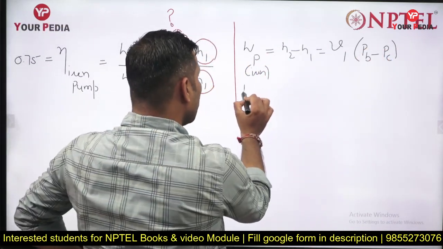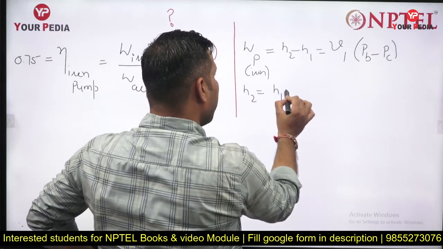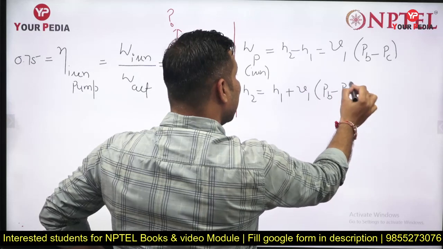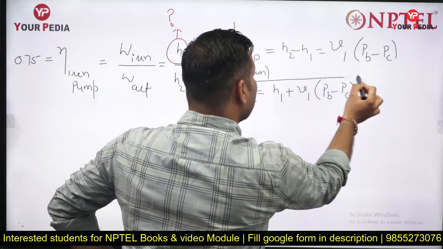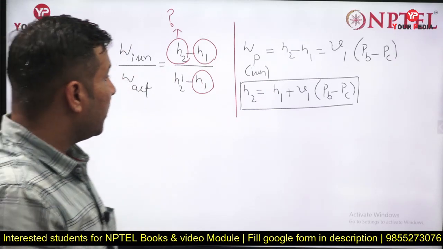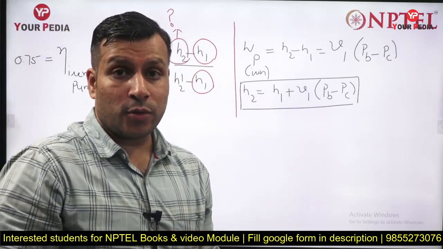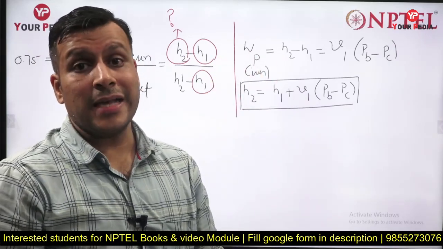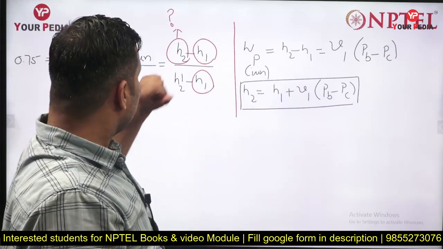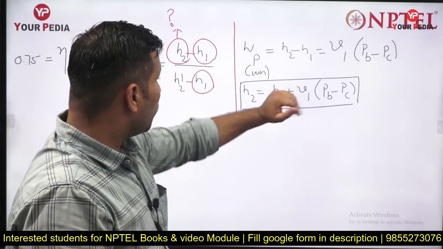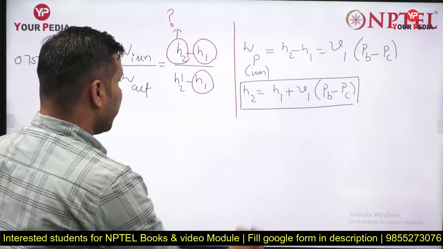So now what is H2? H2 equals H1 plus V1 into PB minus PC. From this equation, guys, you are going to get H2, the enthalpy at the exit of the pump if the compression process is isentropic. Otherwise, in the real case, the enthalpy you get will be H2 dash. So H2 will be known to us from this equation.